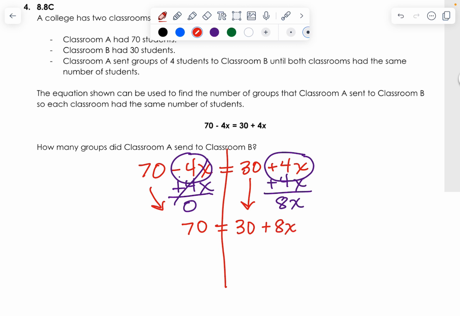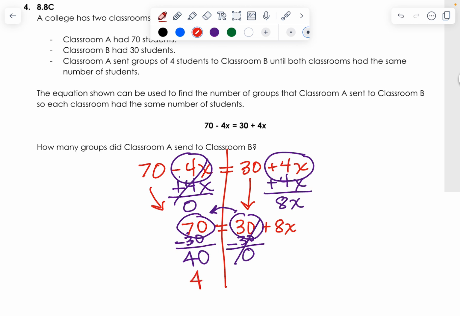Now I need to deal with these constants. The next step is to get all of your constants to the other side of the equation. The constant is just our number by itself. It doesn't have any letters with it. So I'm going to take this 30 here and this 70, and I need to combine them onto that side of the equal sign. How can I make 30 into a 0? Well, I'm going to subtract 30. That's inverse operations. 30 minus 30 is 0. Whatever I do to one side, I have to do to the other. 70 minus 30 gives me 40.